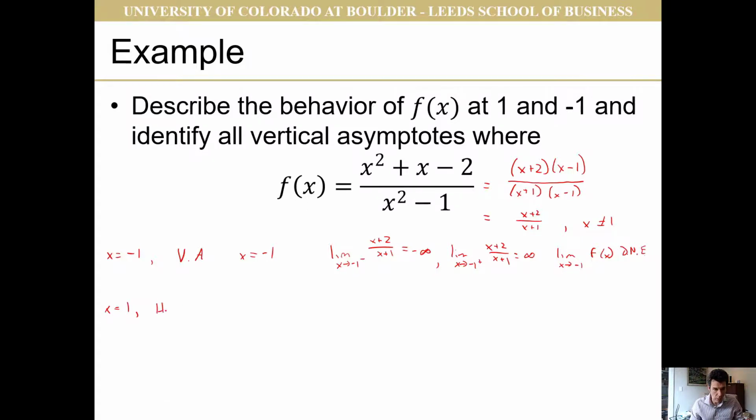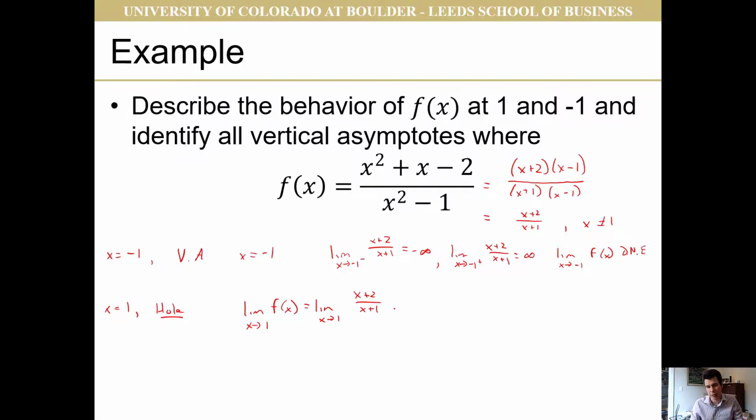This is a hole, right? There's a hole in the function, and we can look at this. If we take the limit as x goes to 1 of f of x, that's the same as the limit as x goes to 1 of (x plus 2) over (x plus 1). We can do this step because we know we're never plugging 1 into our function. So we can divide those out.